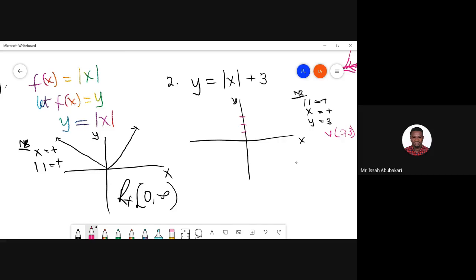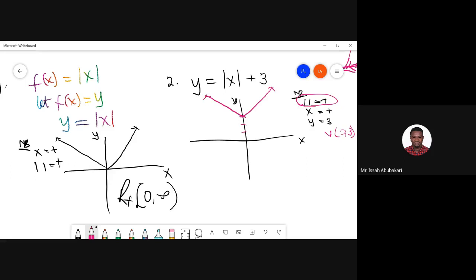The sign of the absolute bracket is what? Positive. Positive means it's going to look like a V shape. Okay. So we are going to have a V shape, and the turning point is what? Positive 3 of y. So we are going to have something like this. And this one will look like this. It goes up like this one.